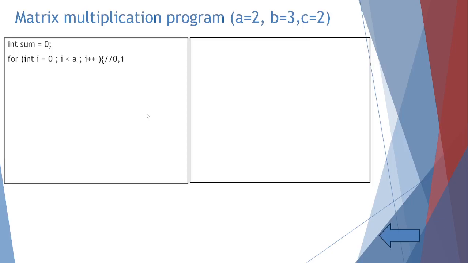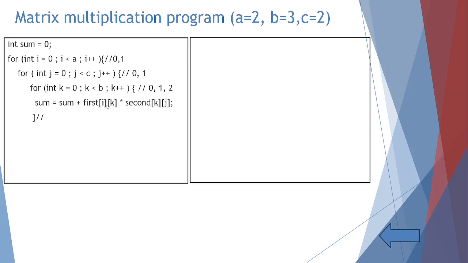Now, actual matrix multiplication program happens with the help of 3 loops. 1, 2, and 3. The first loop runs 2 times, A many times. Second loop runs C many times. This is the proper logic. Third one runs B many times. Let's understand why and how. And every time multiplication and addition happens.